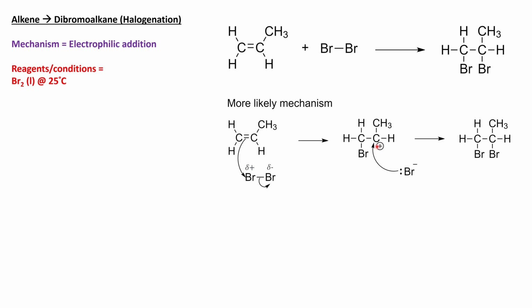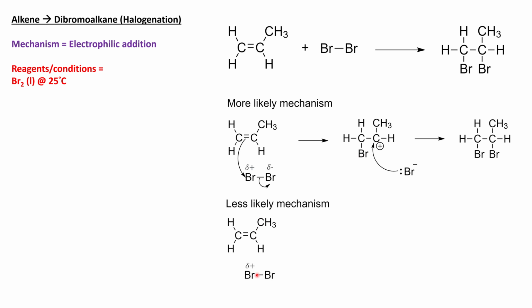Now you might be wondering why this is the more likely mechanism. Well, if we look at the carbocation that's generated, this carbon is bonded to two other carbons, which means that this is what we call a secondary carbocation. Now, hold that thought for a moment when we look at the other mechanism, the less likely mechanism.